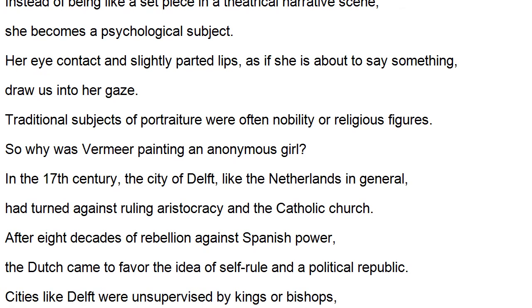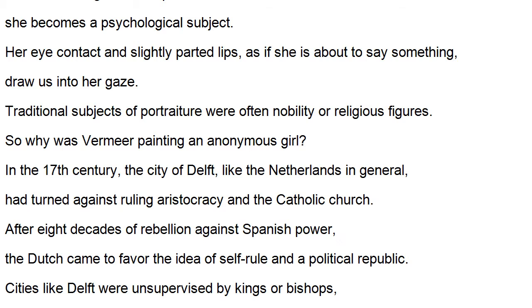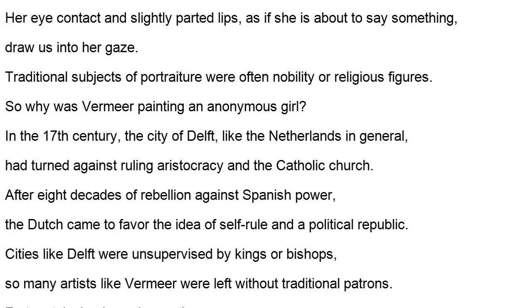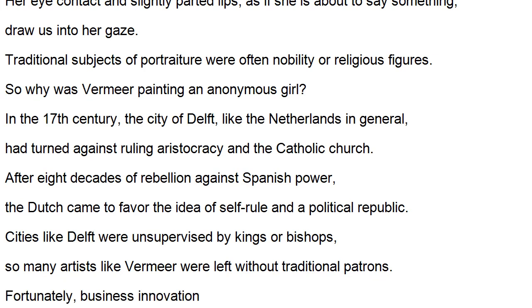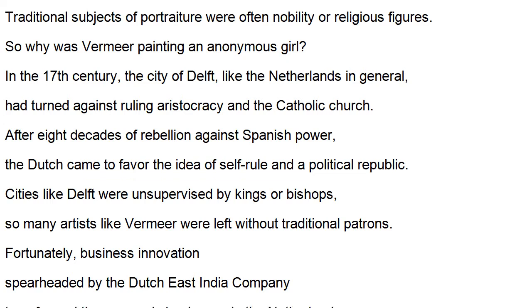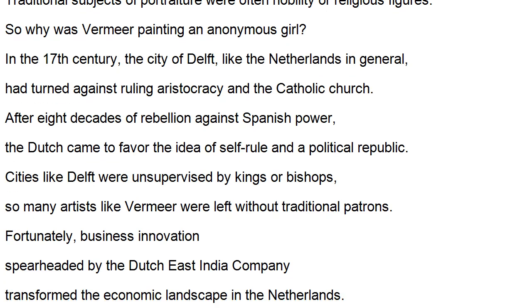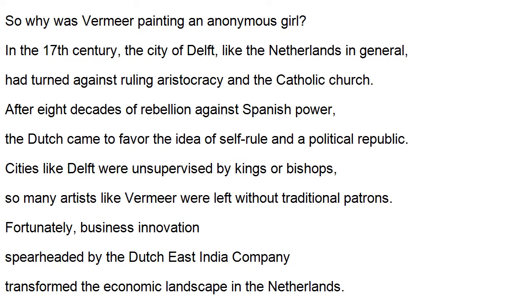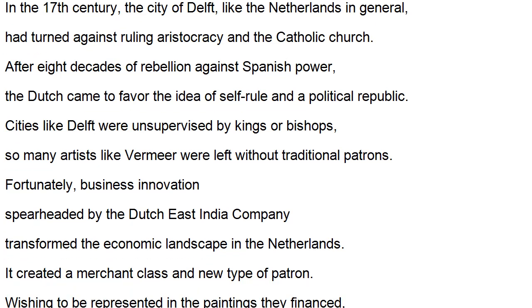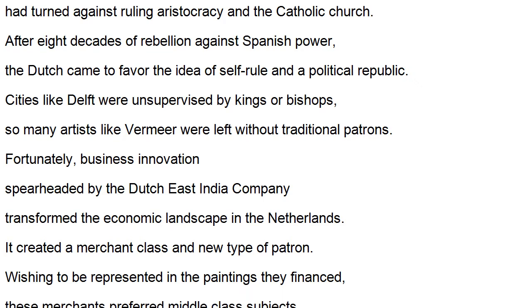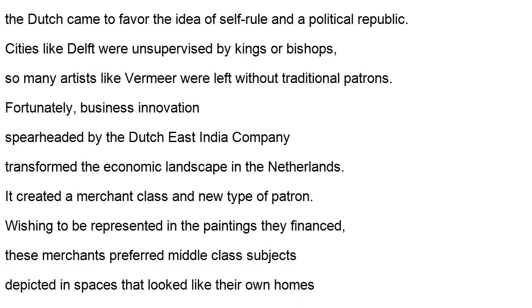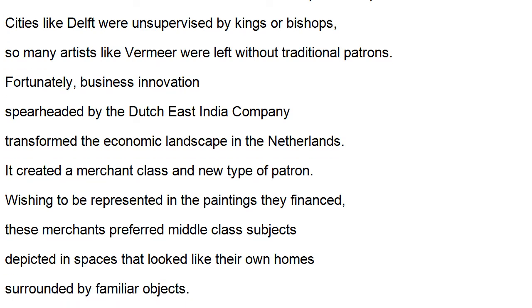Traditionally, subjects of portraiture were often nobility or religious figures, so why was Vermeer painting an anonymous girl? In the 17th century, the city of Delft, like the Netherlands in general, had turned against ruling aristocracy and the Catholic Church. After 8 decades of rebellion against Spanish power, the Dutch came to favor the idea of self-rule and the political republic.